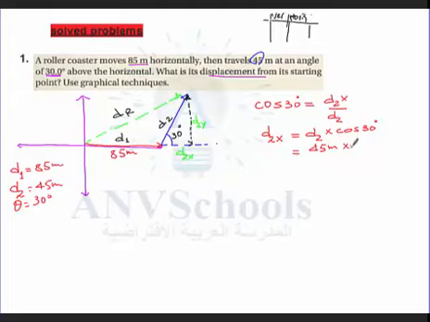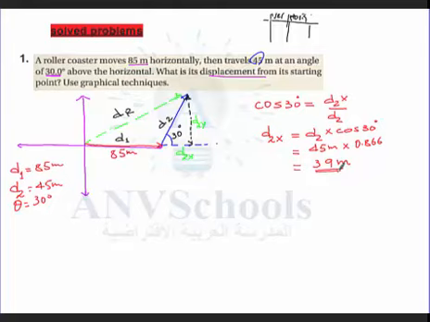You can use a calculator straightforwardly. Take out your calculator and find cos 30 degrees. Cos 30 degrees is root 3 over 2, which is 0.866. Multiply this by 45 and you'll get 38.98, which is almost 39 to the nearest whole number. This is 39 meters, the horizontal component of the second displacement.